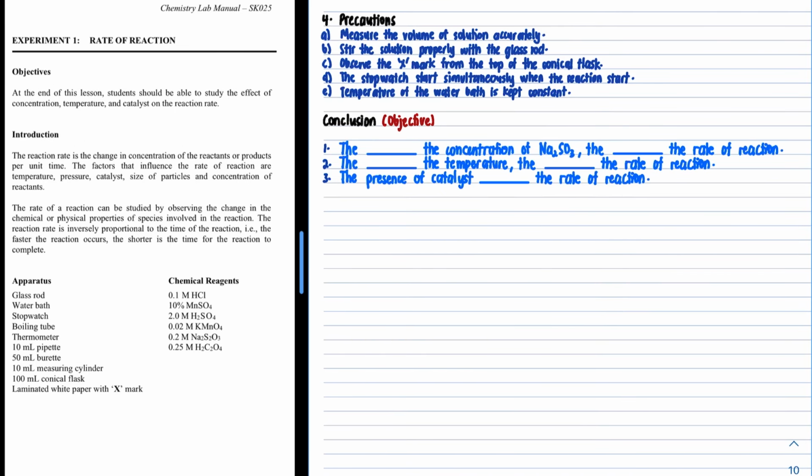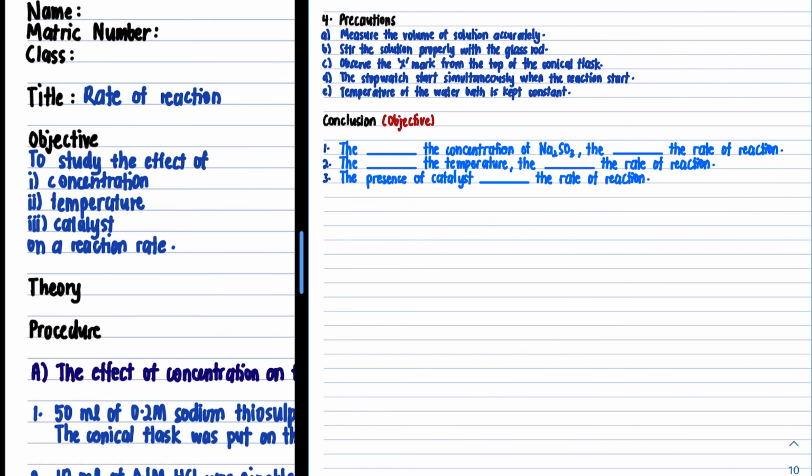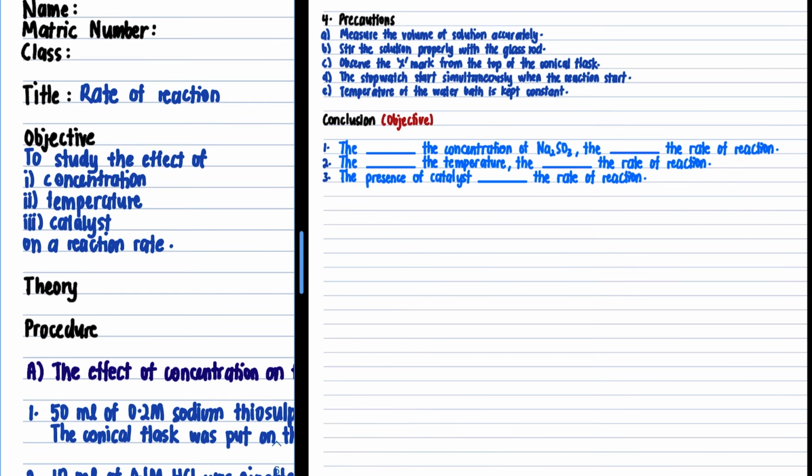Last but not least, we're going to discuss the conclusion of the experiment. For the conclusion, we want to answer back the objective of the experiment itself. So what is the objective? The objective of the experiment is to study the effect of concentration, temperature and catalyst on a reaction rate. We have answered this in our result, but I'm going to write it again in my conclusion, because in the conclusion we have to explicitly mention what the objective wants.